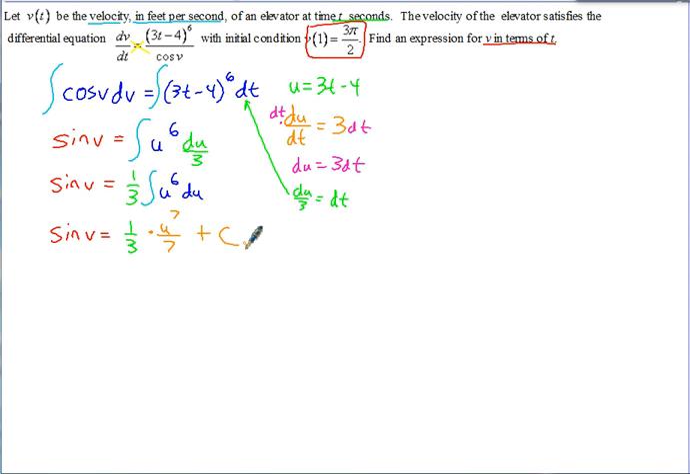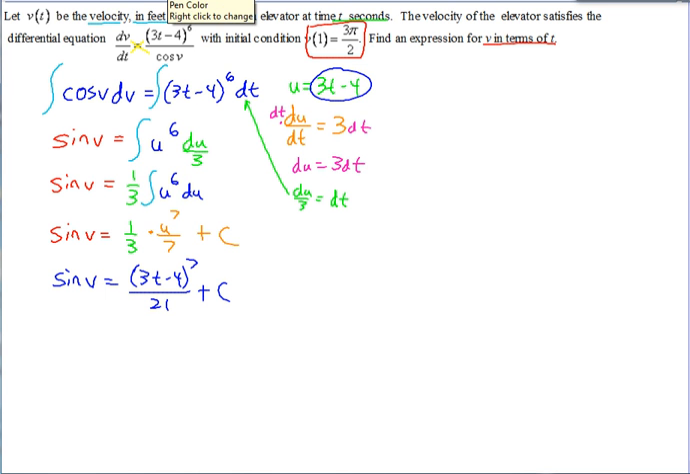But we're not quite done with the right side because remember, on these indefinite integrals, we want our answer back in terms of the original variable, which was t. So you can take this 3t minus 4 and substitute back in for u. So I have the sine of v equals, and we can go ahead and simplify this at the same time. That's going to be (3t minus 4) to the 7th over 21, and then plus c. Alright, so that's our general solution, but we're also given the initial condition v of 1 is 3 pi over 2.